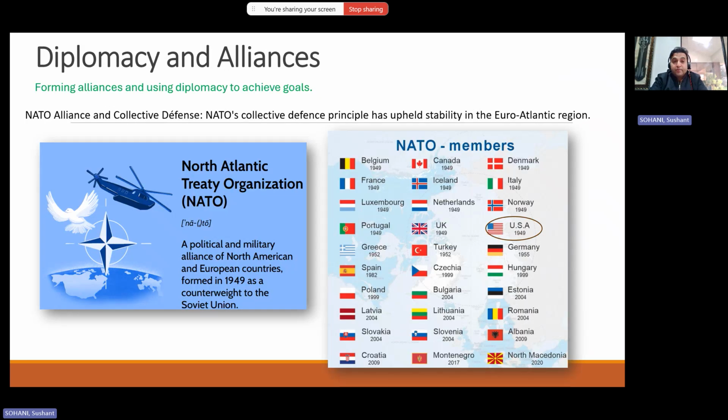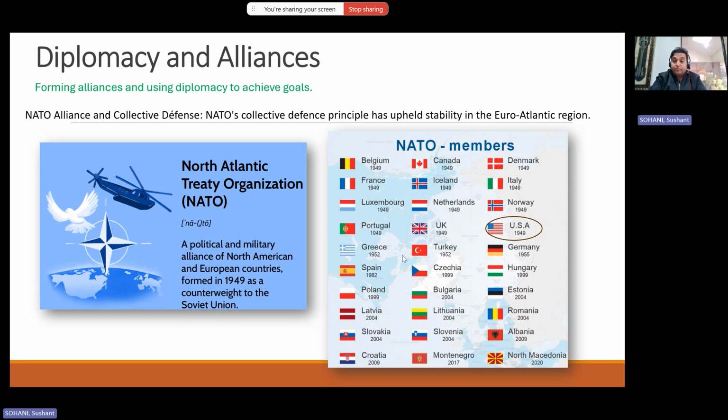The first one, diplomacy and alliances. The first example I can give is the NATO alliance, which is the North Atlantic Treaty Organization. This is a political and military alliance of North American and European countries, which was formed just after the Second World War in 1949 as a counterweight to the Soviet Union, which is Russia now.